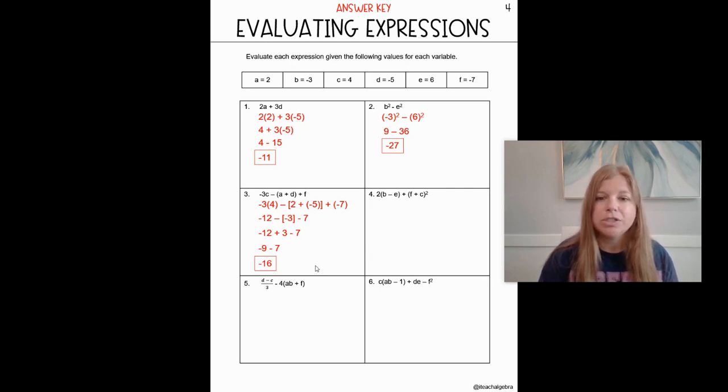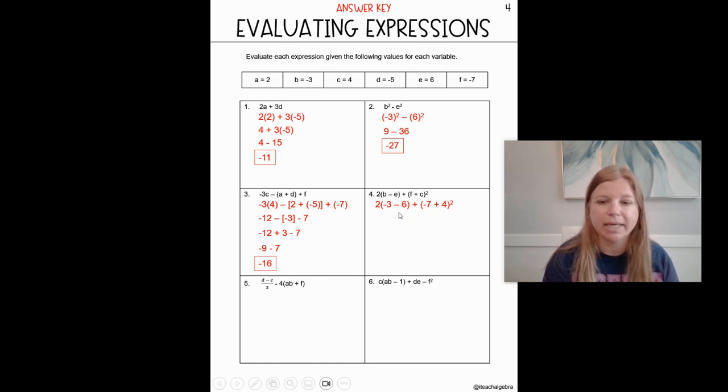Next one, 2 times (b minus e), plus (f plus c), and that entire expression of f plus c is getting squared. First step, like always, let's go ahead and substitute in those numbers carefully. So this would be 2 times (-3 minus 6), plus (-7 plus 4) squared. So I have two sets of grouping symbols, and that's definitely the first thing I need to take care of.